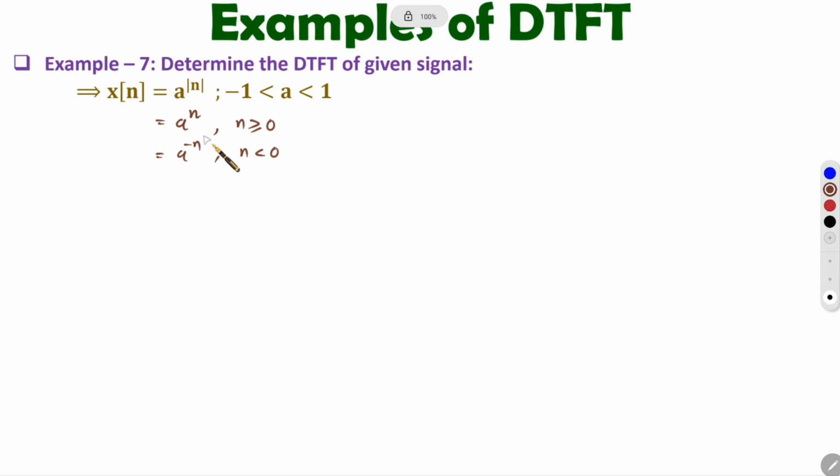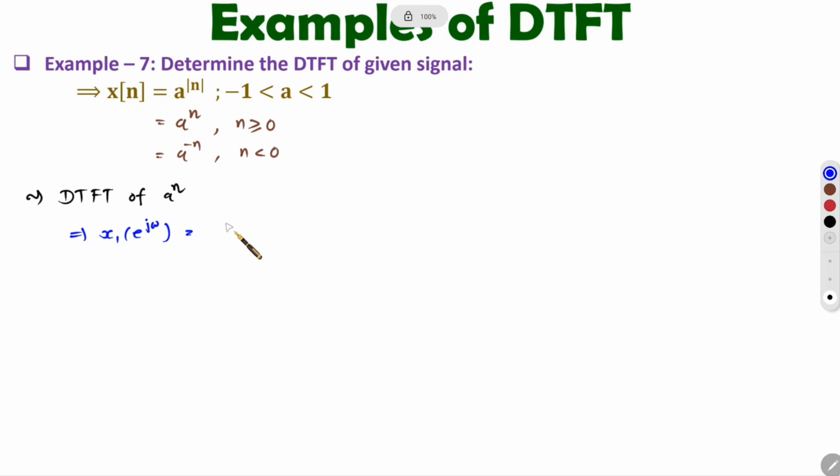So here we have two different ranges of x of n, and for the two separate ranges, we will identify the DTFT, and at last we will add the DTFT of both of these ranges. So first of all, let us apply DTFT to this positive range. Let us assume here we have X1 of e to the power j omega. That is the DTFT of the positive range.